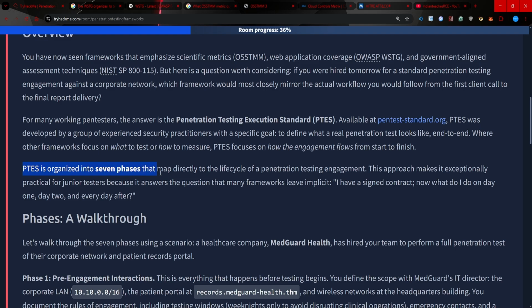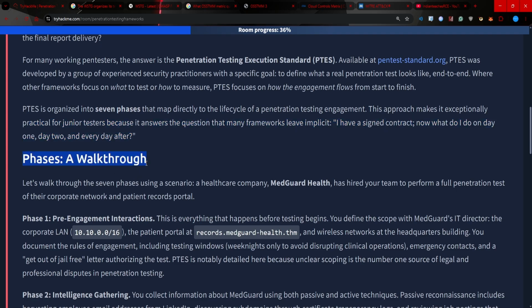PTES is organized into 7 phases that map directly to the lifecycle of a penetration testing engagement. This approach makes it exceptionally practical for junior testers because it answers the question that many frameworks leave unanswered: I have signed a contract, now what do I do on day 1, day 2, and every day after? Phases.